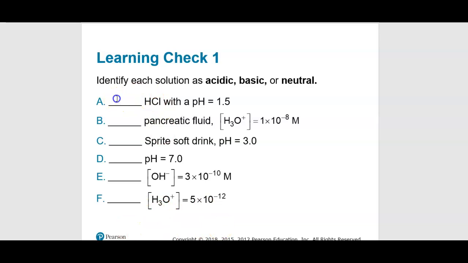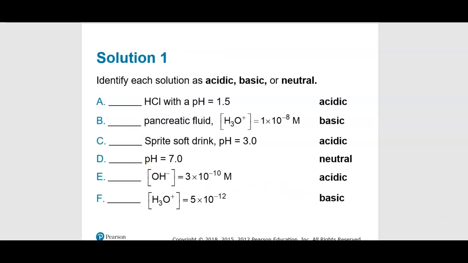So let's write these things down here. HCl, that's acidic. We agreed to that. Actually, it won't let me write on here. Okay, so let's just take a look at these and see what we got. HCl is acidic. Pancreatic is basic. The soft drink is acidic. A pH of 7 is neutral. We mentioned this was acidic, and the hydroxide one was acidic, and the hydronium ion concentration one was basic.